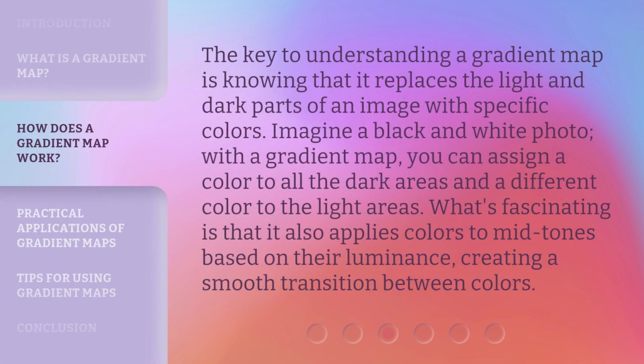The key to understanding a gradient map is knowing that it replaces the light and dark parts of an image with specific colors. Imagine a black and white photo. With a gradient map, you can assign a color to all the dark areas and a different color to the light areas. What's fascinating is that it also applies colors to mid-tones based on their luminance, creating a smooth transition between colors.